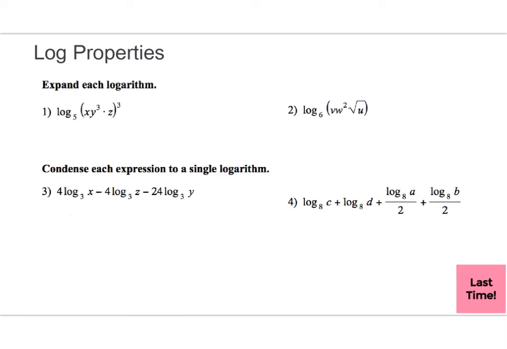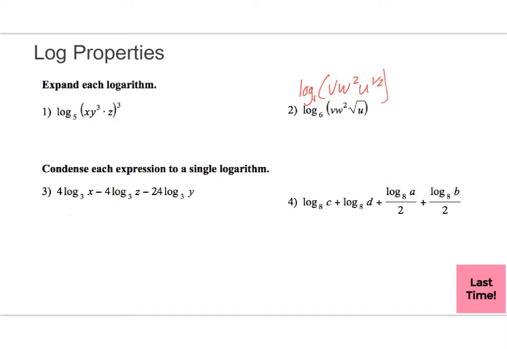For this section, we're looking at expanding and condensing each logarithm. Before I begin these, I want to do a couple of changes to some of these problems to make them a little bit easier for us to process. The first is I'll change the square root to a 1/2 exponent. So I'm going to rewrite this as log base 6 of V W squared u to the 1/2.